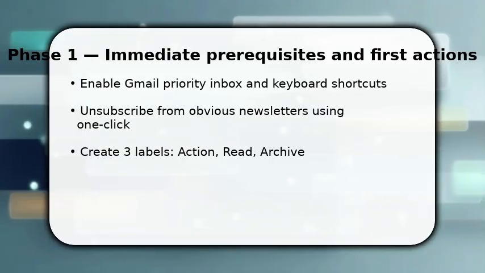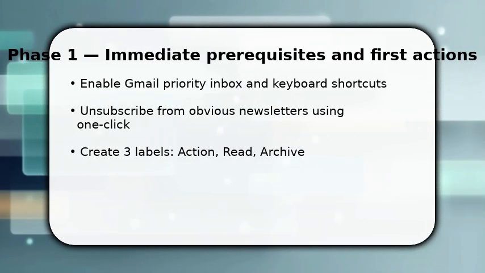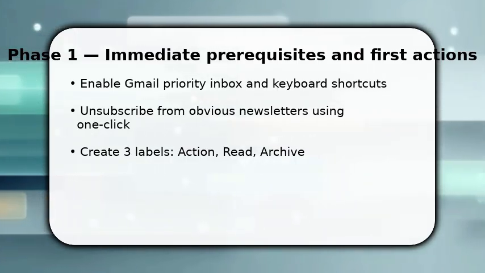You start by preparing your workspace. Enable priority inbox and keyboard shortcuts so you move fast. Next, do a quick sweep, unsub from obvious newsletters and sweep similar senders. Once done, create 3 labels: Action, Read, Archive.